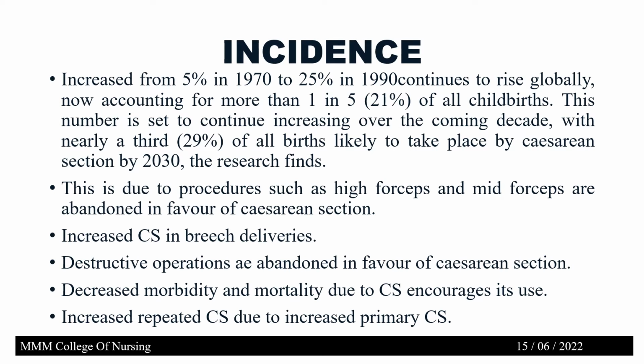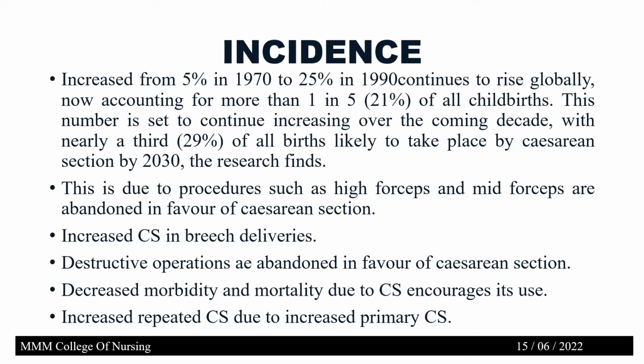Incidence. Incidence is from 5% in 1970 to 25% in 1990 and continues to rise globally. Now accounting for more than 1 in 5, that is 21% of all childbirths. This number is set to continue increasing over the coming decade, with nearly a third, 29% of all births likely to take place by cesarean section by 2030, the research finds.